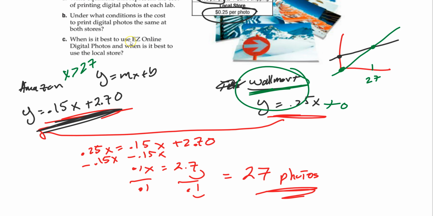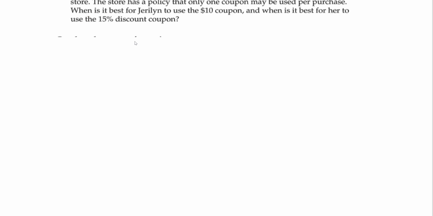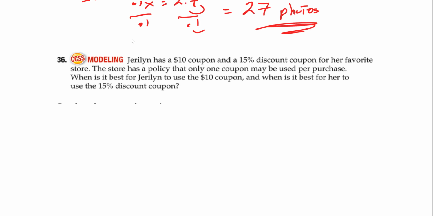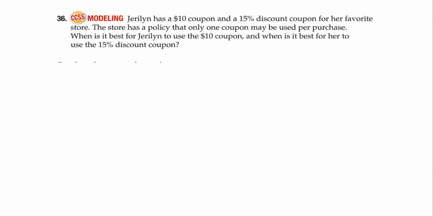Right, so there you go. Let's do one final, I should put examples up, sorry. This is the next one, same type of idea. Geraldine has a $10 coupon and a 15% discount coupon for her favorite store. The store has a policy that only one coupon may be used per purchase.